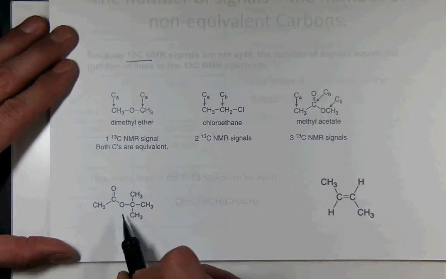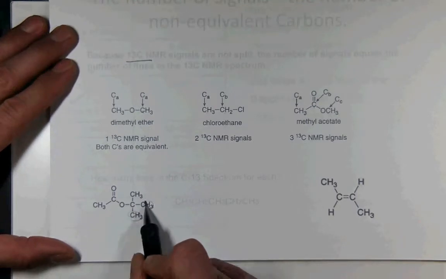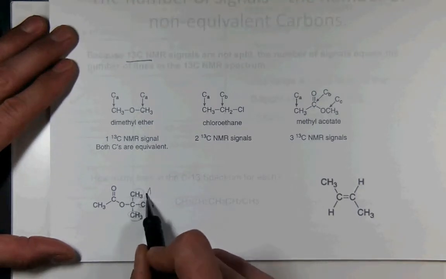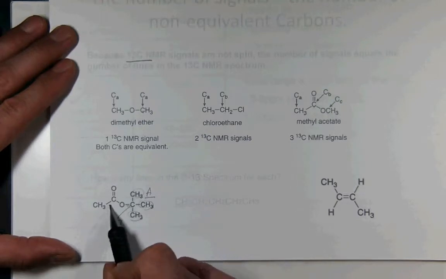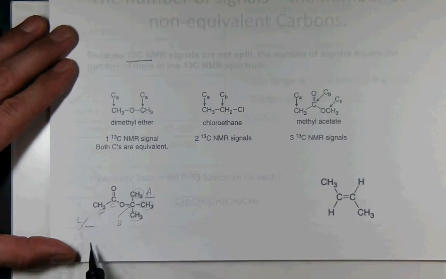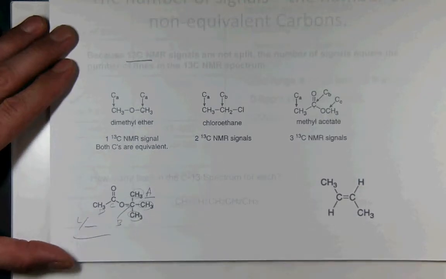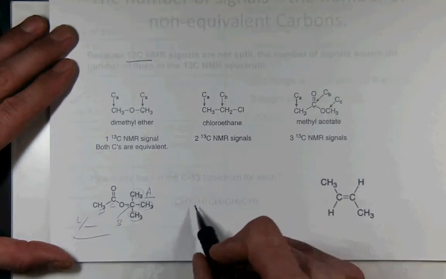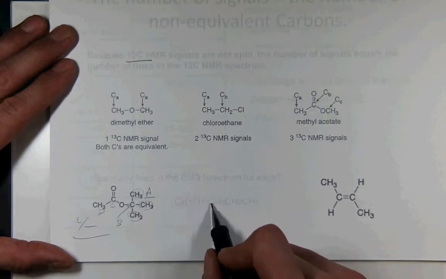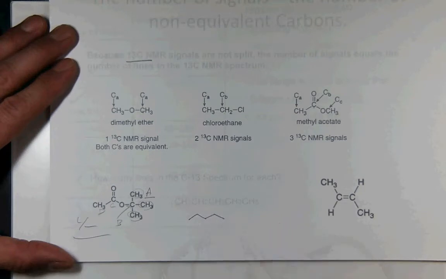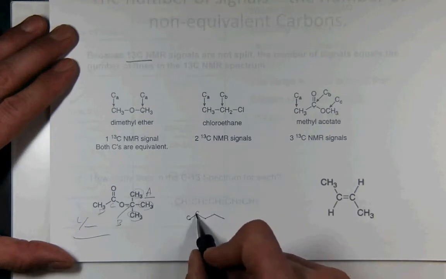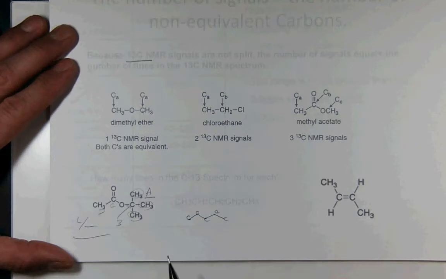For this one, these 3 carbons are identical. A, this guy is unique. B, and these 2 are unique, so C and D. So we get 4 signals for this one. You can't really make this compound out. It's 1, 2, 3, 4, 5 carbons. I'll just put the carbons in. Carbons on each end are going to be the same.